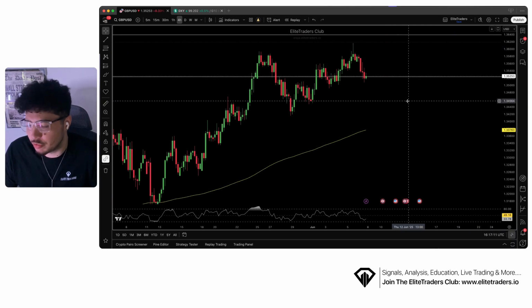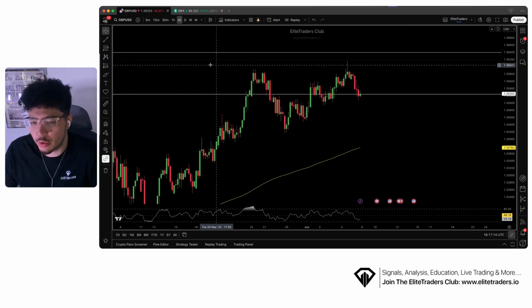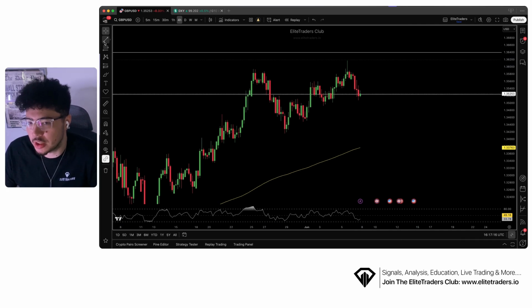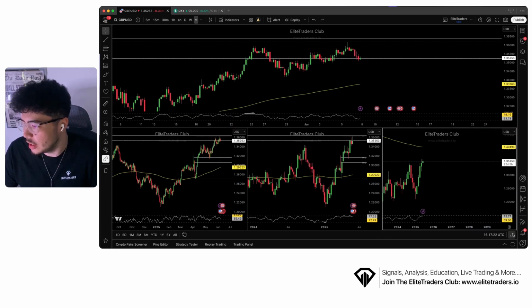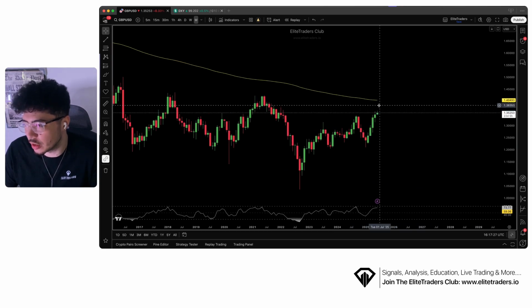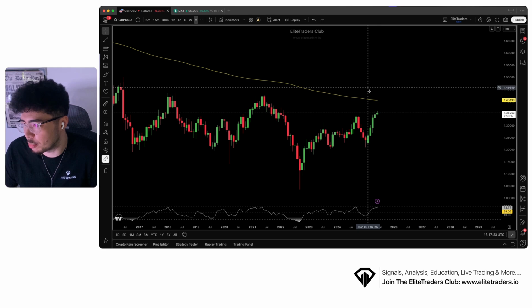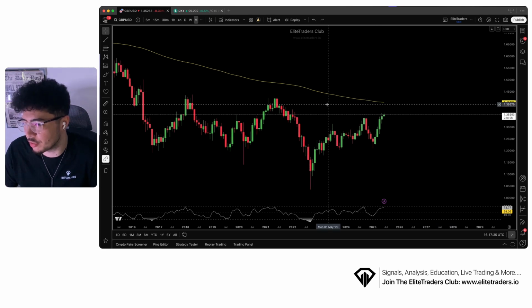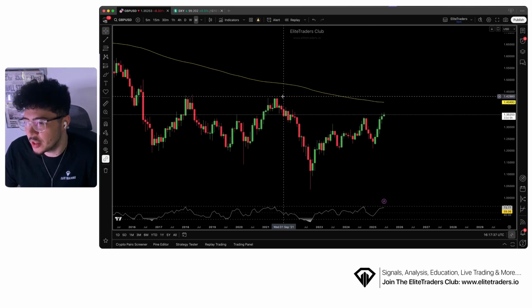Pound dollar, very similar thing. The pound, however, is a little bit more attractive to me than the euro. So pound dollar longs I like a little bit more than euro dollar longs. Same thing here on the monthly. We are approaching, but we're not there yet. I'd say if we do see continued bull momentum, we've probably got another 1 or 2 months of bullish momentum here before we approach this 200 or even start approaching the previous high.